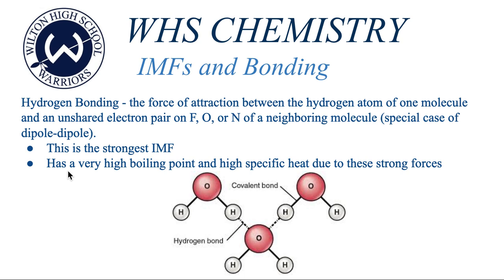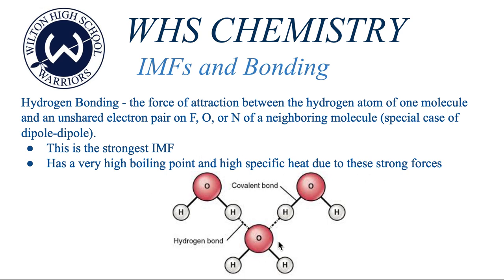So hydrogen bonding is a specific type of dipole-dipole. This is said to be the strongest IMF. And hydrogen bonding is the force of attraction between a hydrogen atom of one molecule and an unshared electron on fluorine, oxygen, or nitrogen of a neighboring molecule. So essentially here, it has a very high boiling point and a high specific heat due to these strong forces.